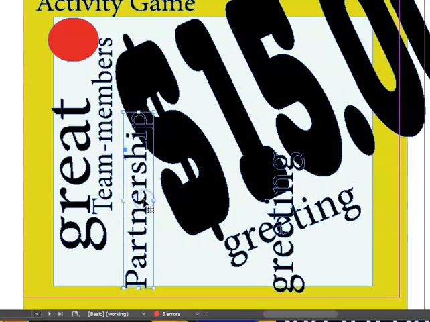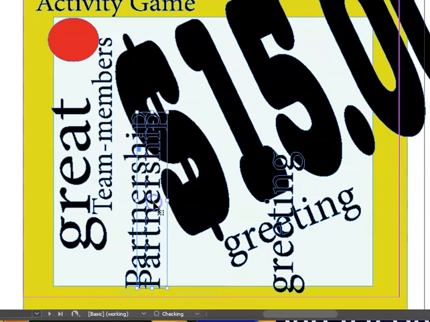So if I were to do something like that, and also duplicate that right there, and put that right there on the bottom, and then maybe turn that around to make it reflect or something like that.